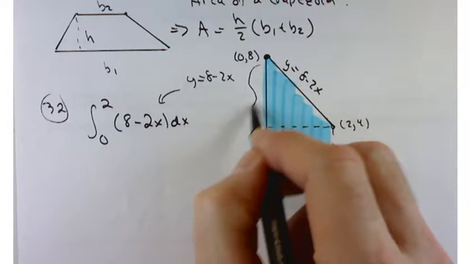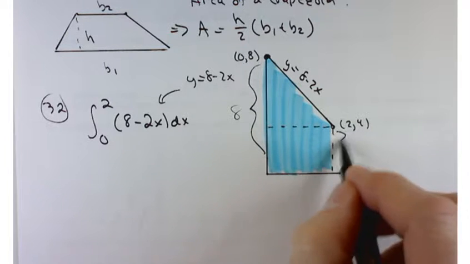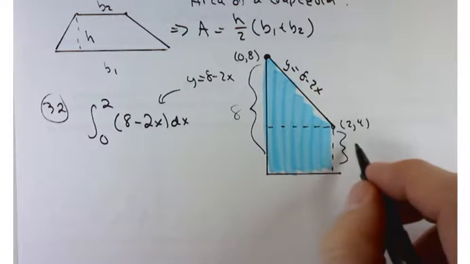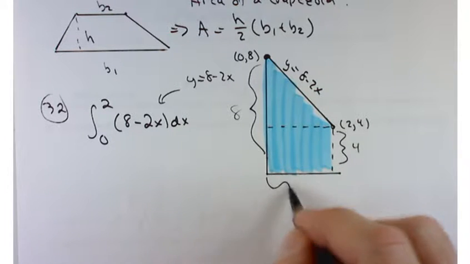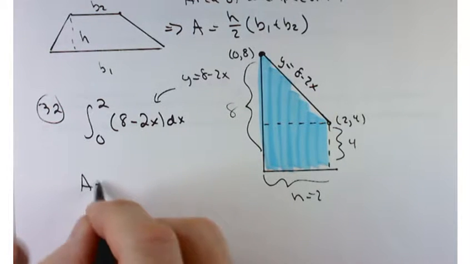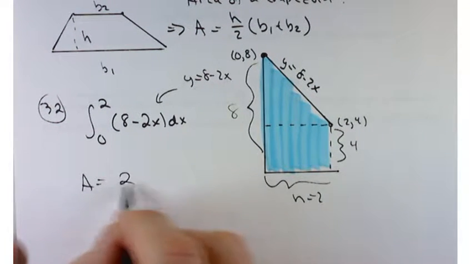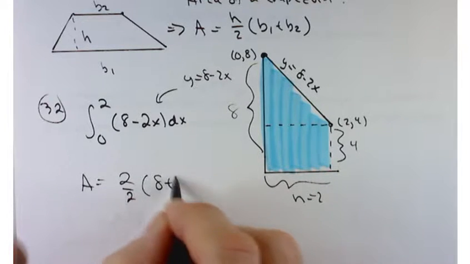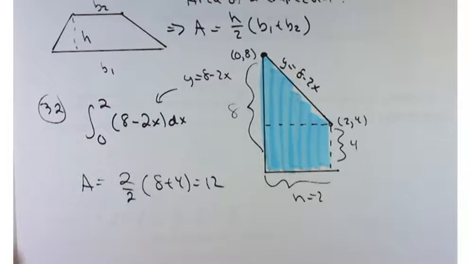So one of the bases is 8. What's the height of the other base? 4. And h is going to equal 2 in this thing. So the area here is going to be 2 over 2 times 8 plus 4 gives me 12. So we managed to calculate the area of this thing, even though we don't know the fundamental theorem of calculus just yet. It's coming, though.